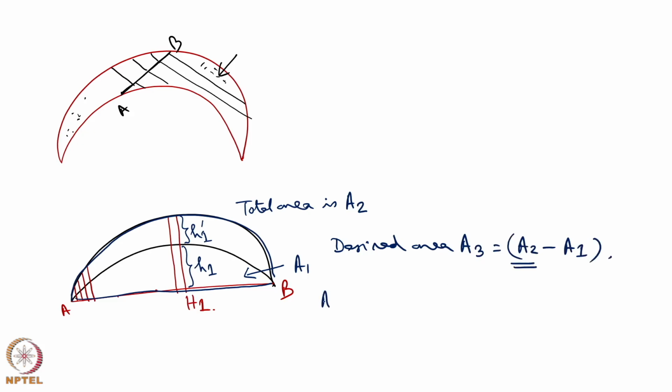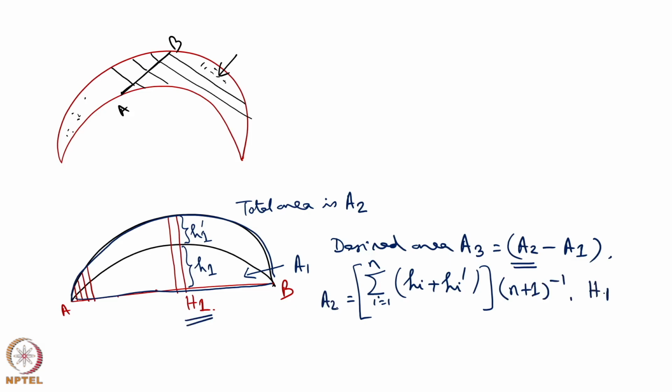For A2, we can write the formula Hi plus Hi dash, sum goes from i equal to 1 to n, multiplied by (n plus 1) inverse and then multiplied by h1 length, and the area of A1 is given by sum i equal to 1 to n Hi, (n plus 1) inverse multiplied by h1.